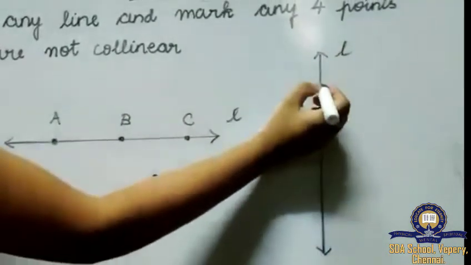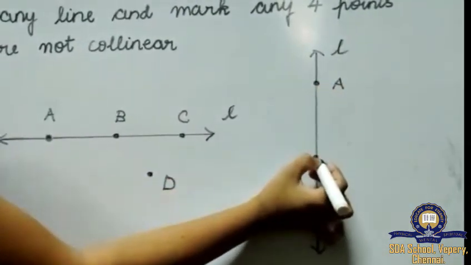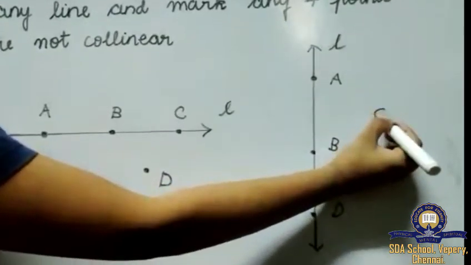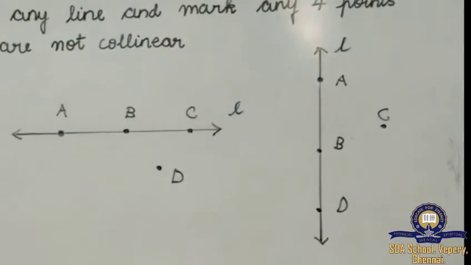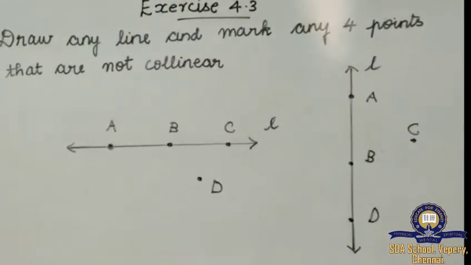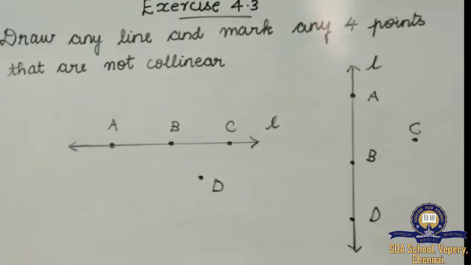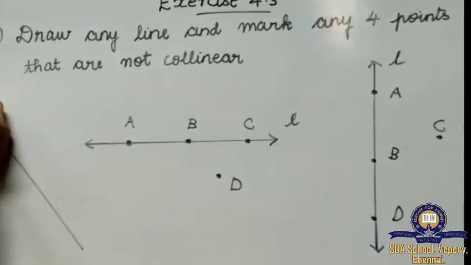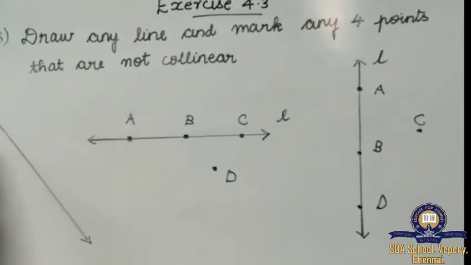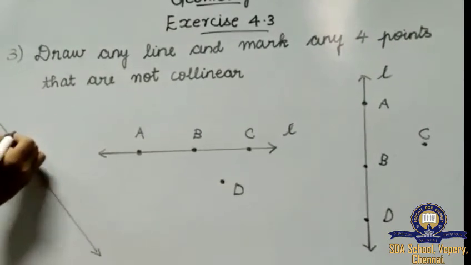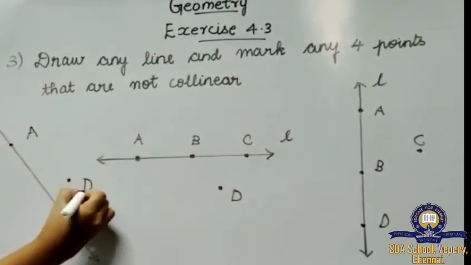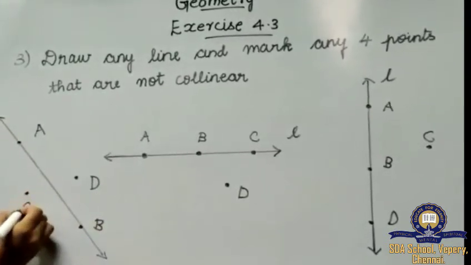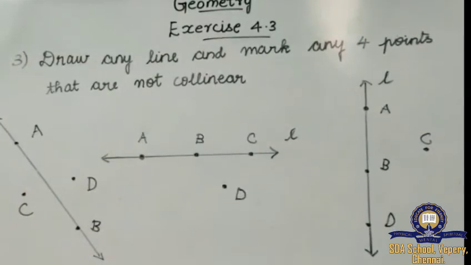I'm going to represent this line as L. You can write it as A, B, D and I'm going to write the C point over here, okay? Even these points are non-collinear points, okay? I can even draw like this. So I'm going to represent this line as L and I can write A, D, B and C, okay? Even these points are not collinear, okay?